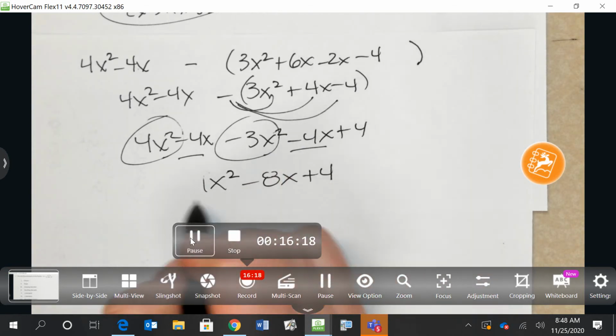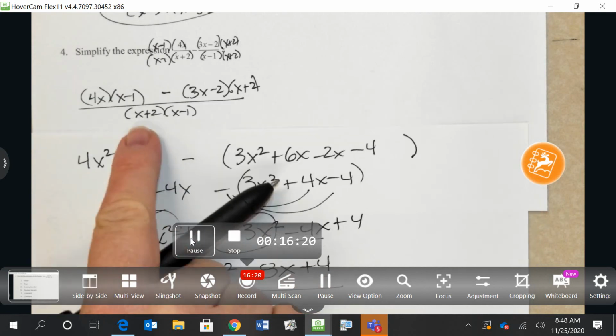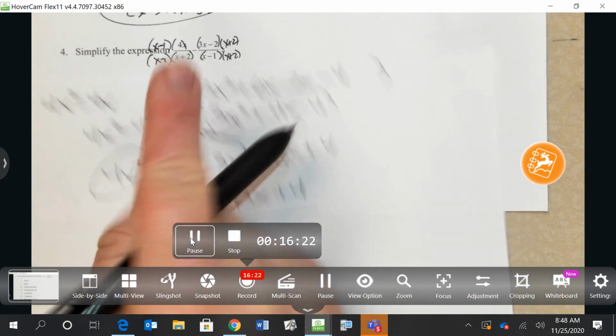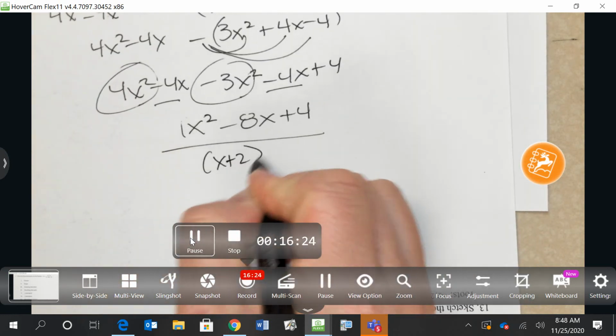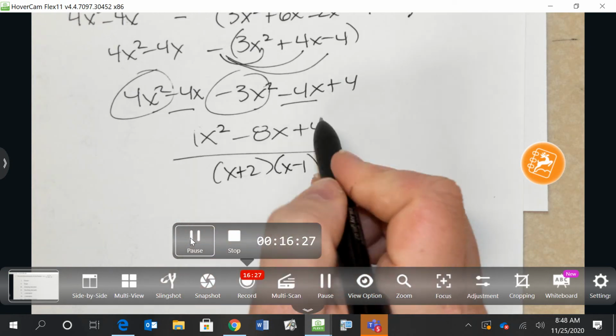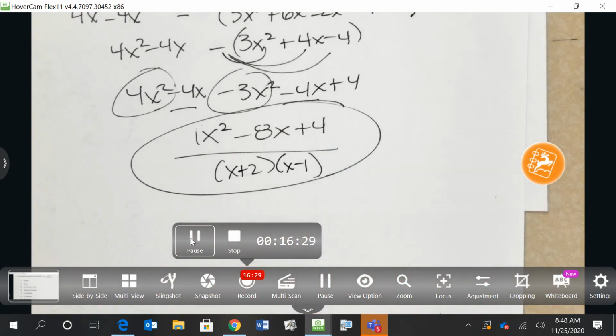This is the numerator. The denominator, if I go back to this, was x plus 2 and x minus 1. It is not necessary to FOIL this out. This is the final simplified.